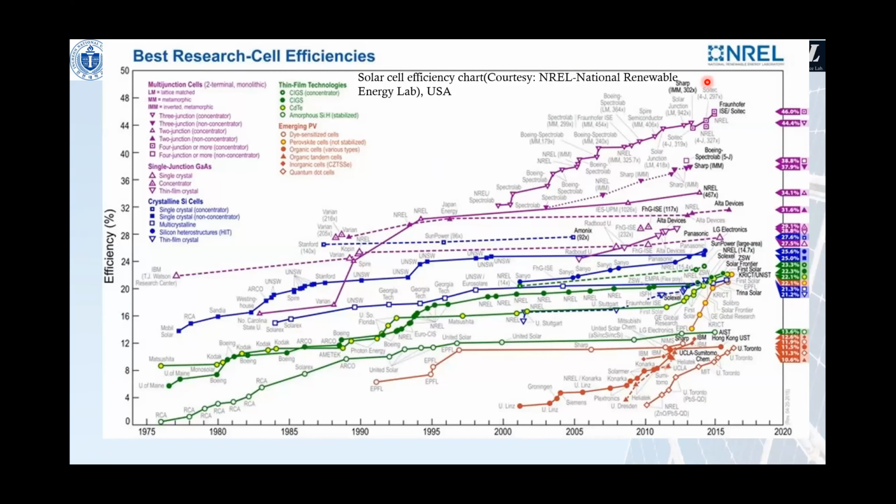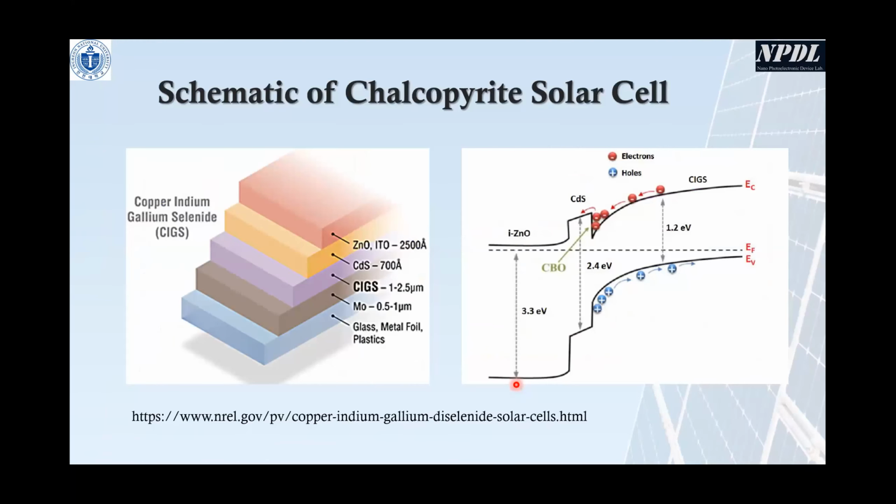So this is the famous chart of solar cell research cell efficiencies from NREL, the National Renewable Energy Laboratory of the USA. If we just focus on the green, the highest device efficiency now is around 23.3% for CIGS based solar cells.